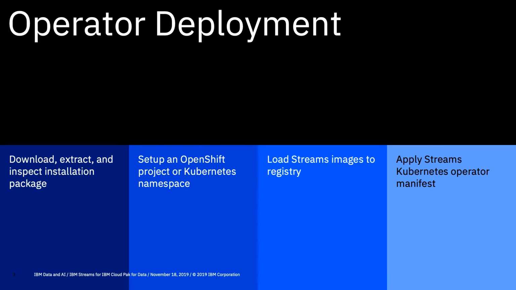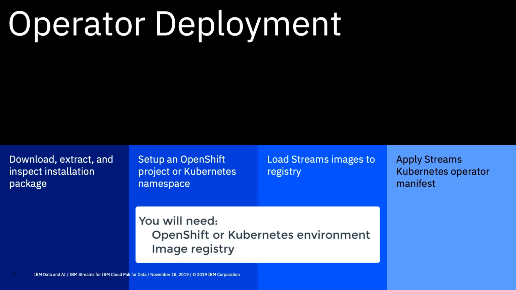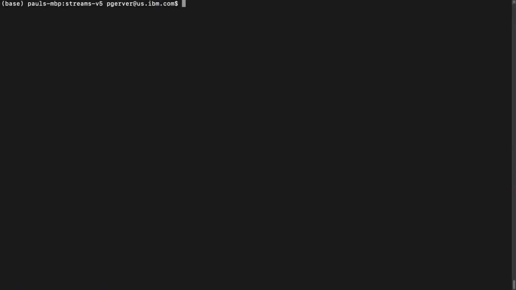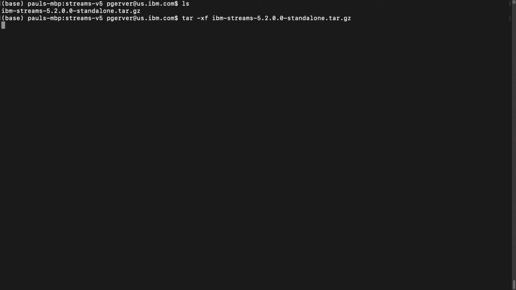Before beginning any of these steps, make sure you have an OpenShift or Kubernetes environment with cluster administration and an image registry available to use. Let's go to the command line for the first step. I've already downloaded the installation package ahead of time as a compressed tarball. First, we'll unpack the file using the tar command and ensure the installation package is extracted.